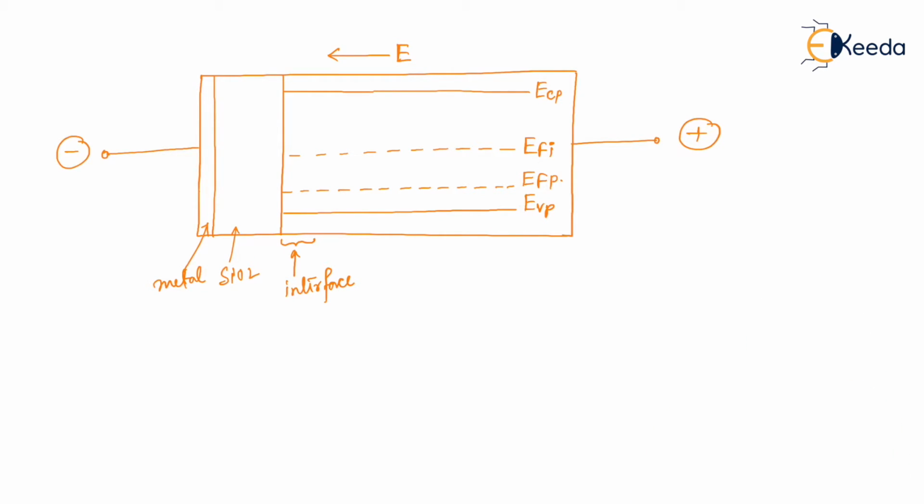So I can say that the interface region will be more p-type than the other region.